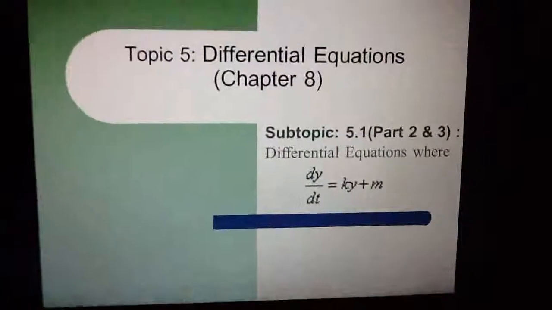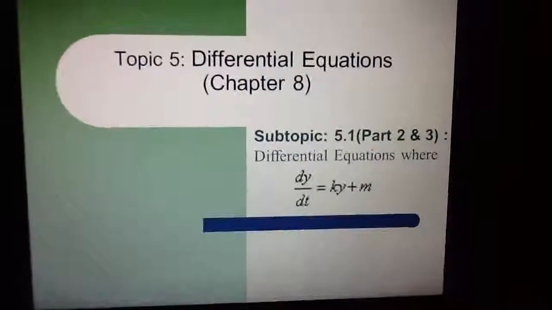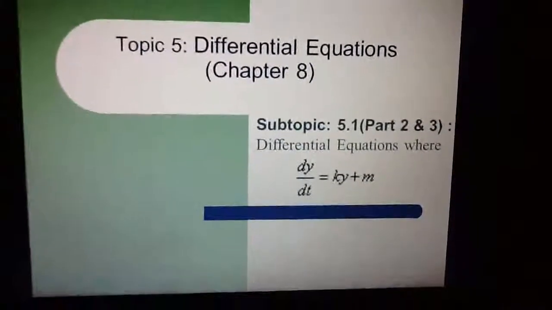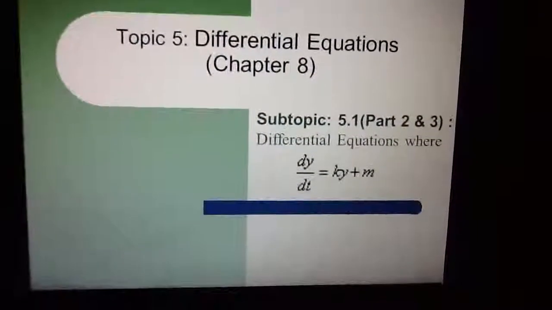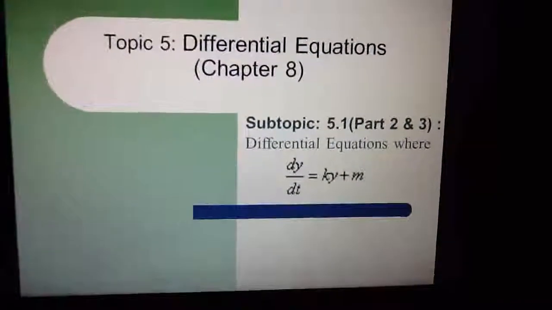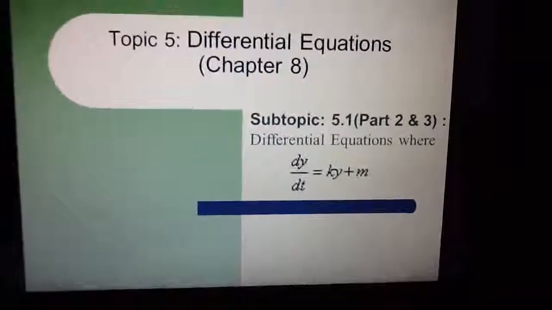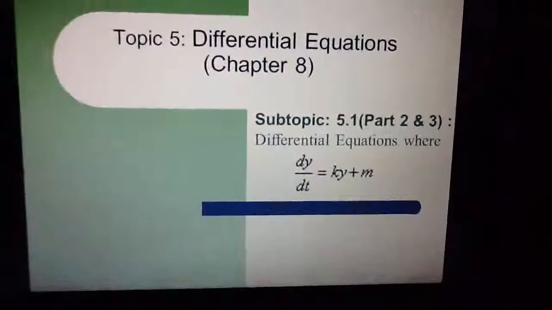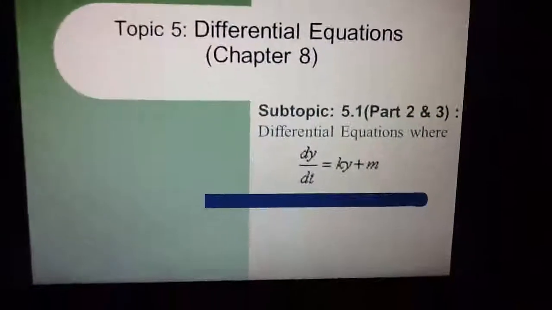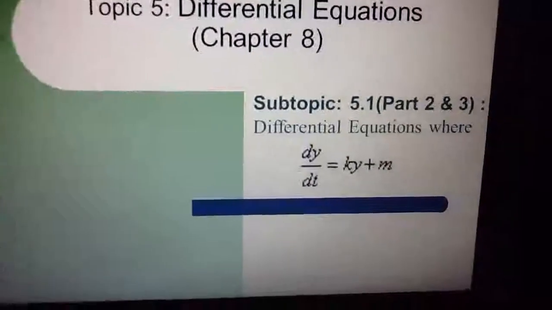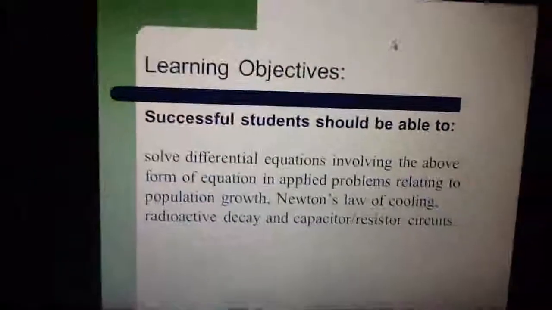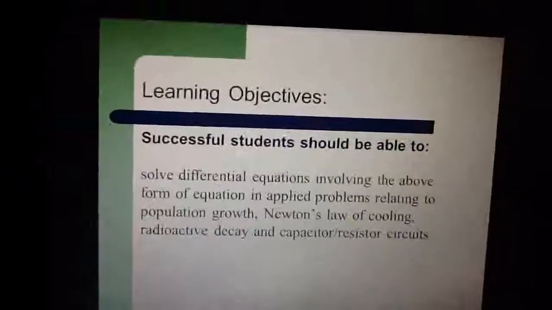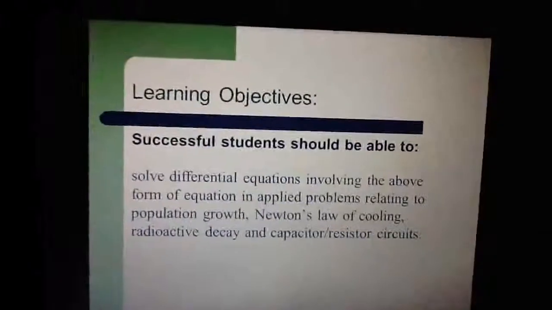Chapter 8 Differential Equations. Subtopic 5.1 Part 2 and 3: Differential Equations where dy/dt equals ky plus m. This is our learning objectives.